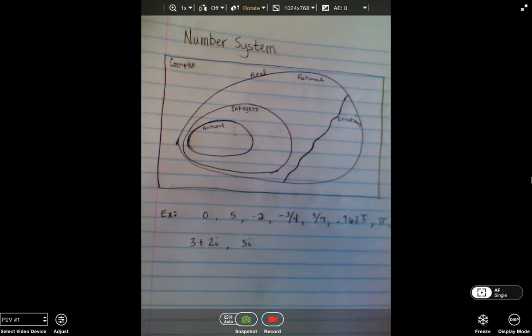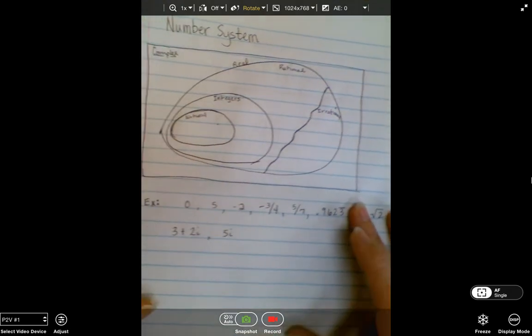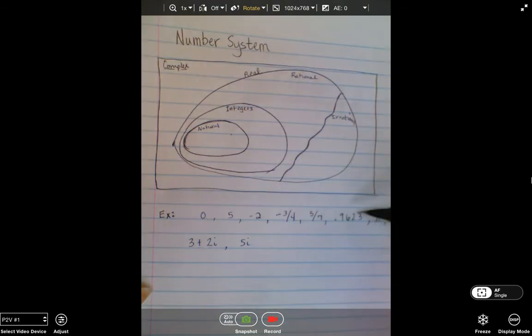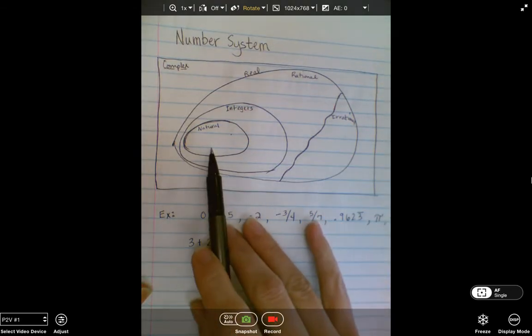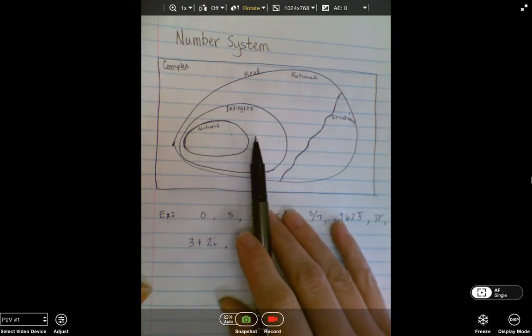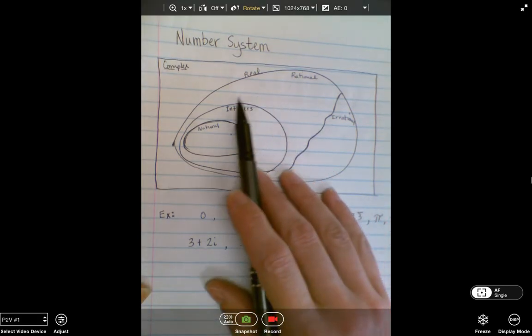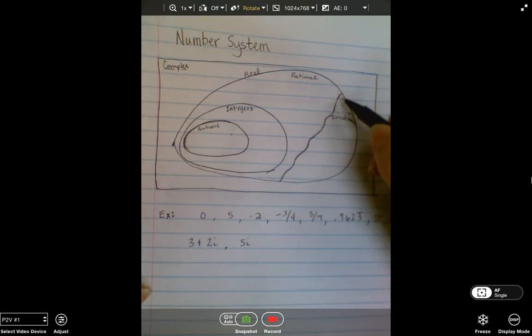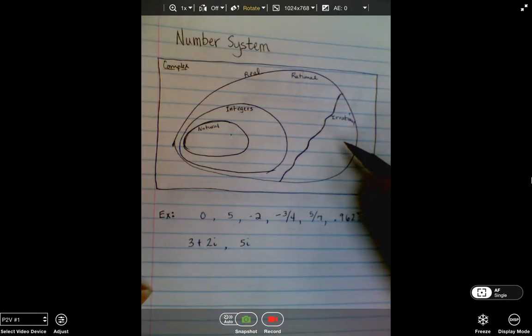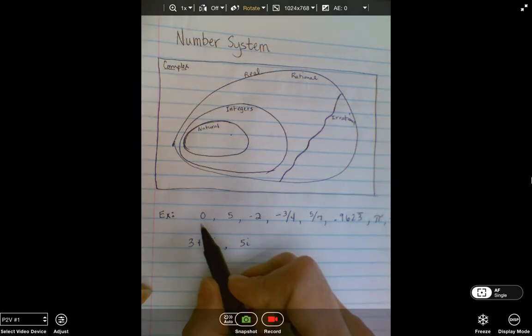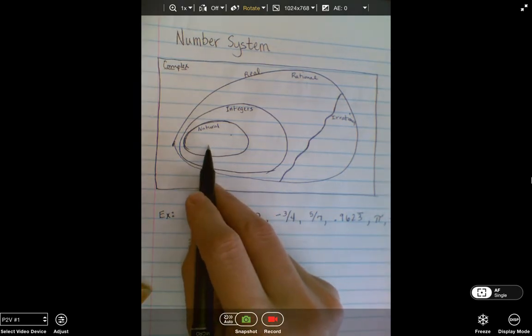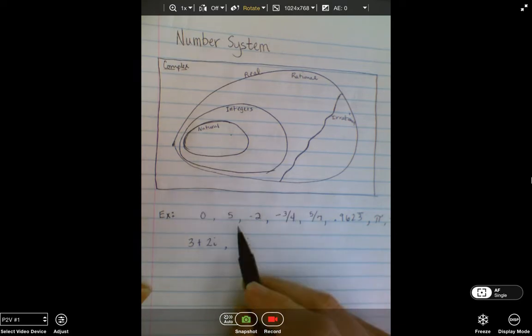Visually, sometimes we categorize the number system into this kind of Venn diagram where natural numbers fit inside of integers, which sit inside of rational numbers, and then we have this other part of the real number system, which are irrational numbers.